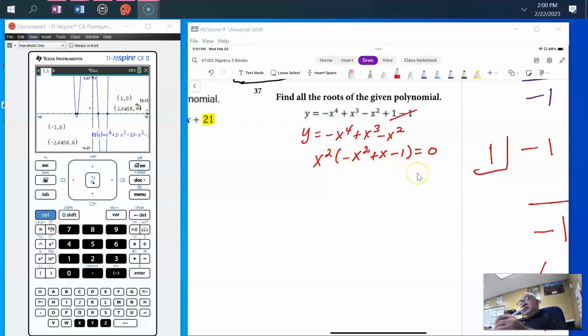So x squared equals 0. So x is going to have to be equal to 0, because when you take the square root of both sides, it's 0. Now the 2 indicates that it repeats. So this one has a multiplicity of 2. So now I just have to worry about the quadratic: negative x squared plus x minus 1 equals 0.